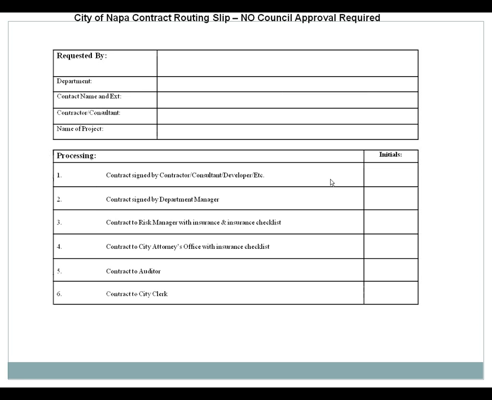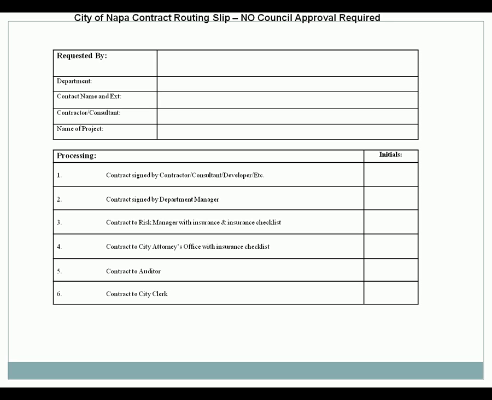This is the contract routing slip. At the top you can see no council approval, but there's also one that states council approval required. So make sure you check to be sure you have the correct routing slip before you submit your contract. The top half is filled by the originating department, and then it is passed along for appropriate signatures. And what this also does is help expedite the process as well.